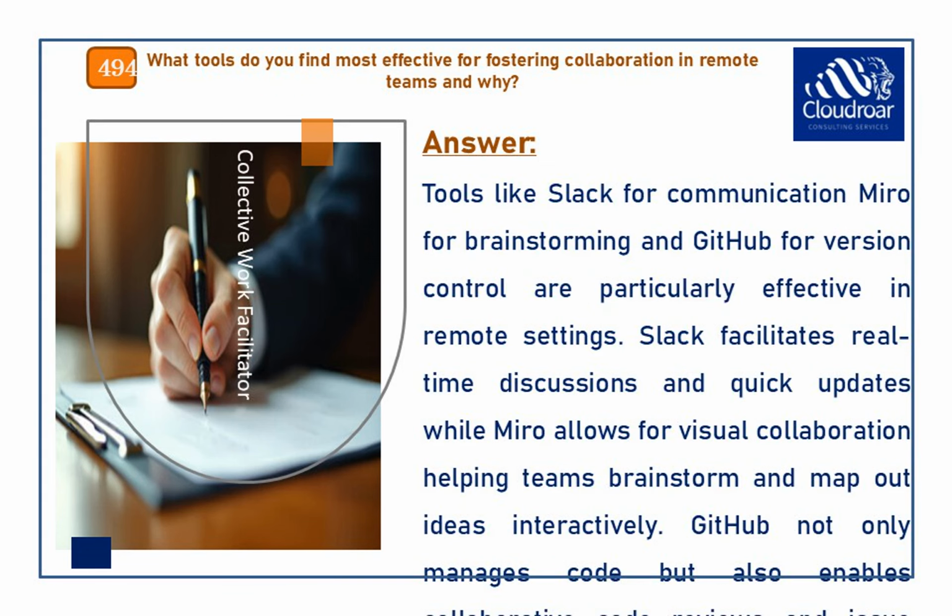Question 494. What tools do you find most effective for fostering collaboration in remote teams, and why? Tools like Slack for communication, Miro for brainstorming, and GitHub for version control are particularly effective in remote settings. Slack facilitates real-time discussions and quick updates, while Miro allows for visual collaboration, helping teams brainstorm and map out ideas interactively. GitHub not only manages code, but also enables collaborative code reviews and issue tracking.